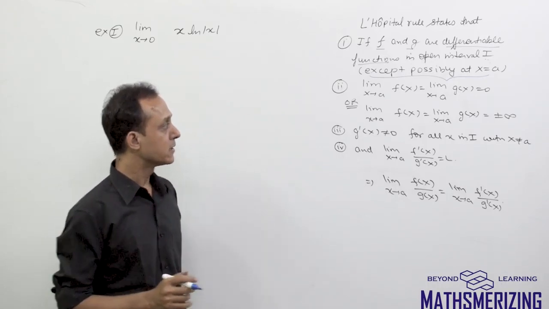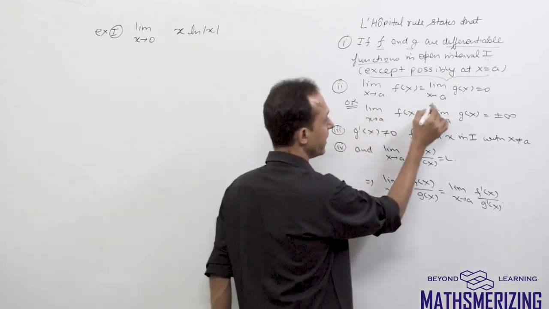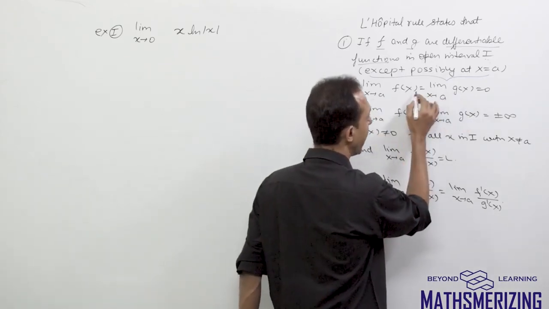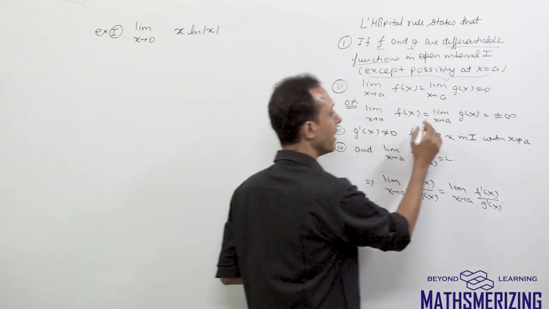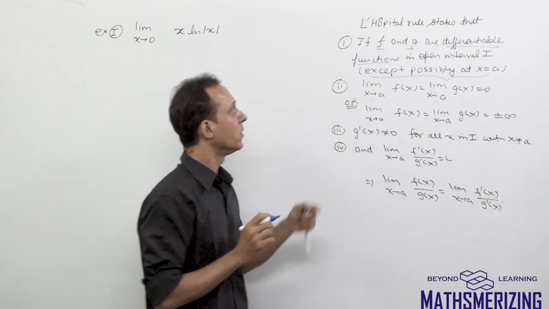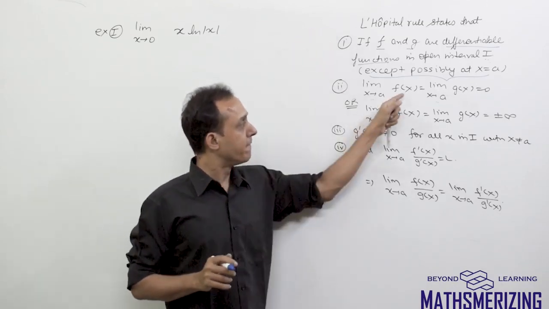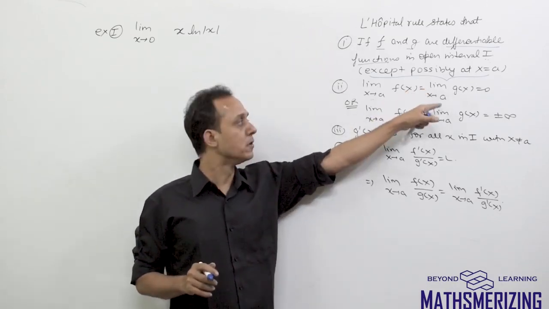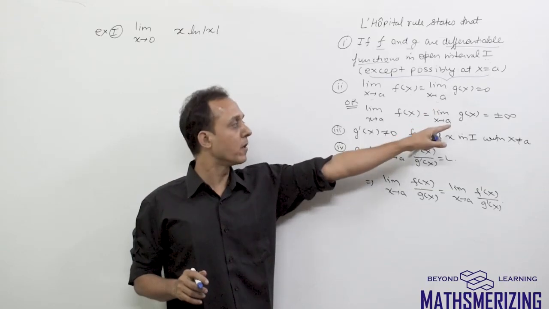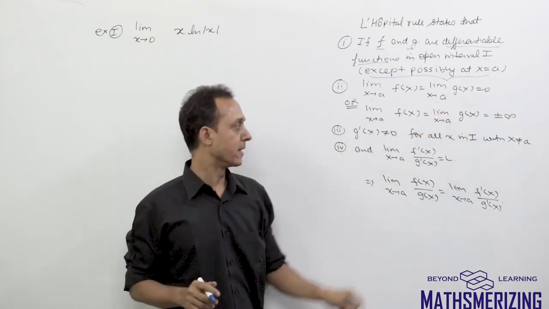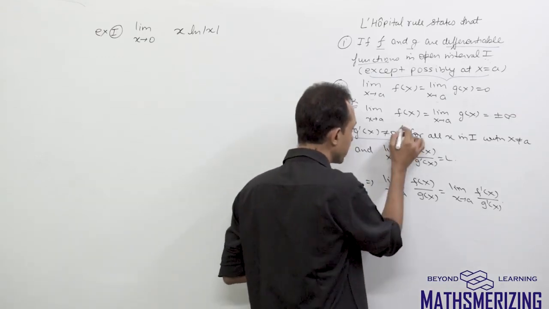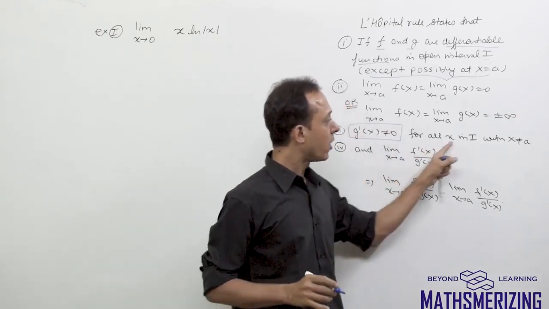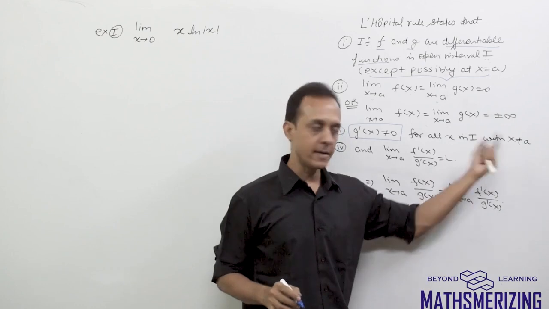Now the second condition is that the limit x tends to a, f(x) and g(x), either it should be 0 or it should be plus or minus infinity. So this rule holds when f(x) upon g(x) is either 0 upon 0 form or infinity upon infinity form with plus or minus sign. Now the third condition is that g'(x) should not be equal to 0 for all x except possibly at a.